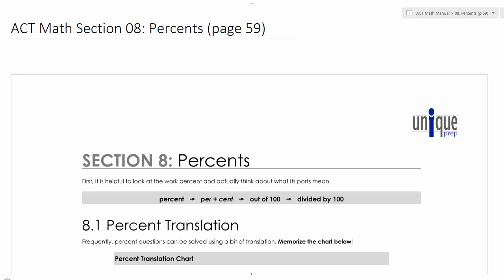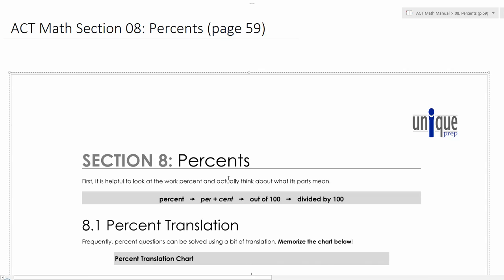Obviously, percents is also one of those places where students have their own ways of doing things, and for a lot of students, those ways work perfectly well. I'm actually going to be teaching percents in possibly a slightly different way than what students are used to, and I'm teaching it this way because this way tends to be the safest and most effective way to handle percents on standardized tests like the ACT, because of the way percent questions tend to be posed on a test like the ACT. I'm going to teach this in a very specific way.